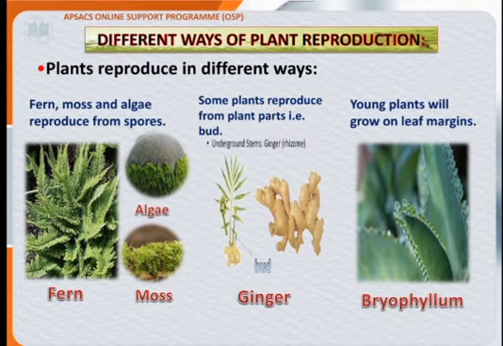Here are the pictures. Second, some plants reproduce from plant parts. Buds found on the underground stem of potato and ginger will grow into new plants. You can see in the picture the outgrowth, that is the bud. Third, young plants will grow on the leaf margins of the bryophyllum plant. Here on the margins you can see the young plant and it will grow into an adult plant.